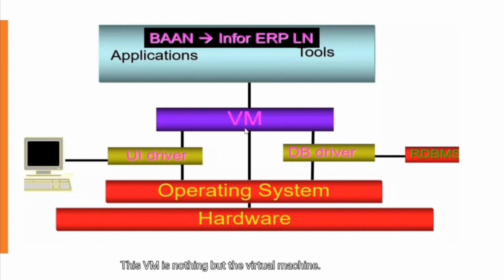This VM is nothing but the virtual machine. For Infor LN, this virtual machine is the B shell. The B shell is a virtual machine within Infor LN that acts as a bridge between the application and the operating system. It helps in executing the business logic from the application layer and managing the communication between the different layers. This is the role of the B shell.